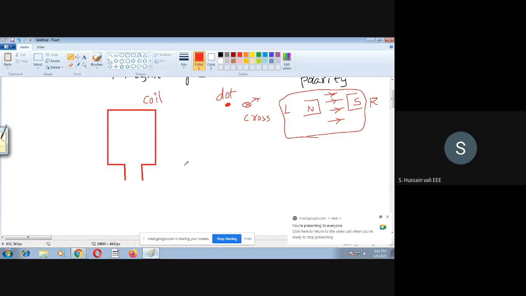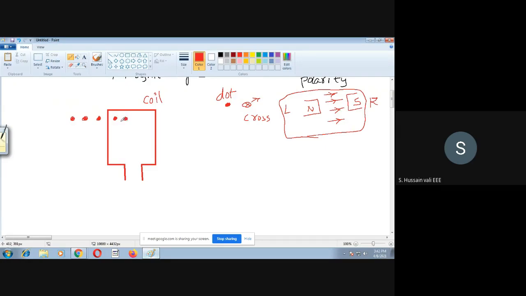So now assume that I have a coil here. Now this coil is in the presence of a magnetic field. Now I will tell you where the magnetic field is here. So something like this, this is the magnetic field. I represent the magnetic field like this.